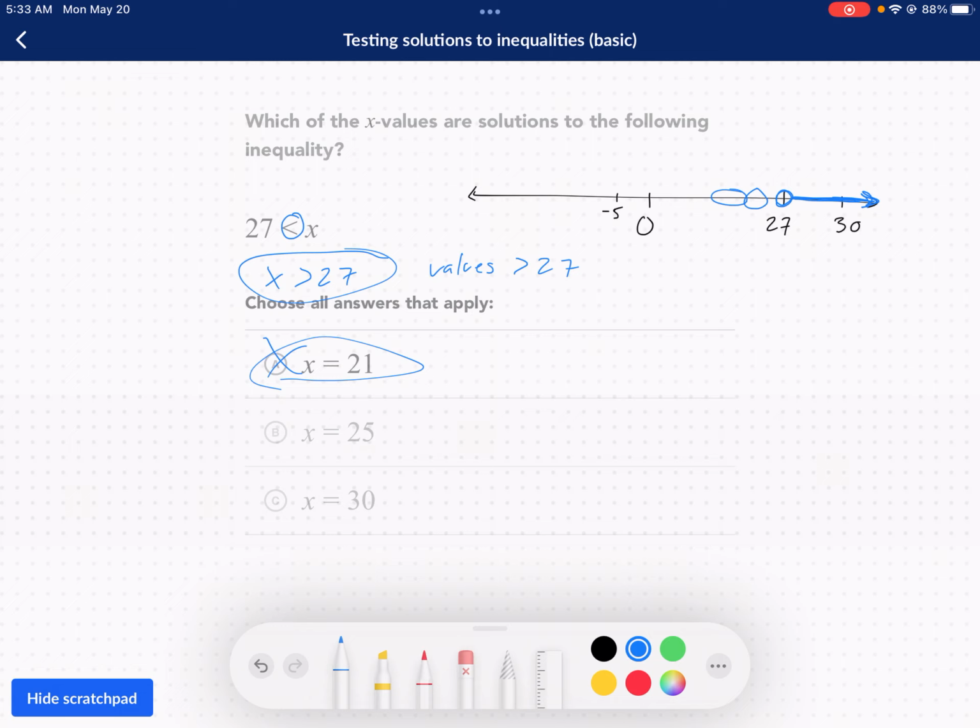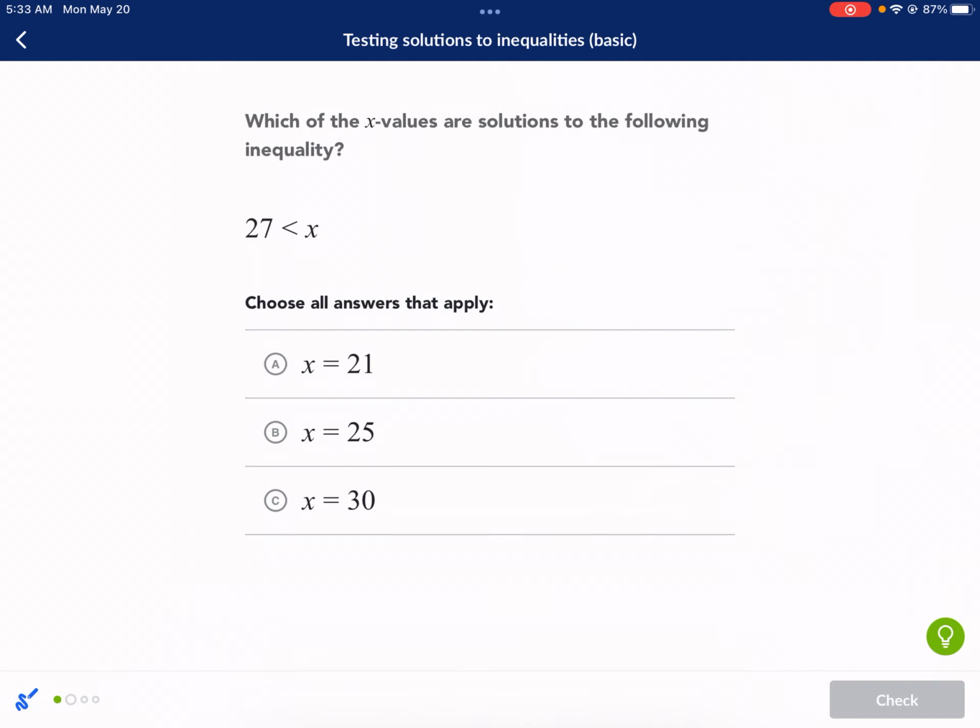That's to the left. We're looking at values that are greater. And again, greater is to the right of 27. So that one's out. And 30 is the only one that is included. Okay, so that one's good. These ones are not. So 30 is the only one that applies here of values that are greater than x.